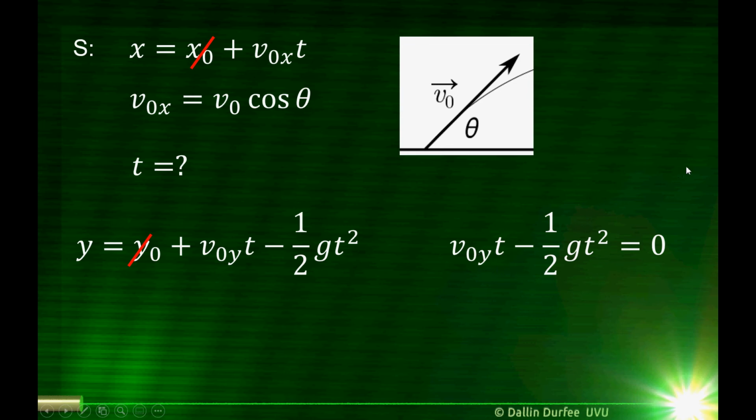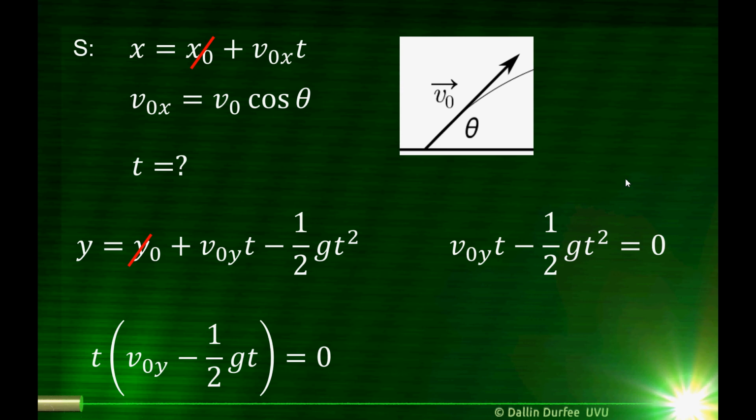Now, if you look at this equation, both of these terms have a t in them, so I can easily factor that t out, and I get this. Now, the only way this equation can be 0 is if t is 0, or the stuff inside the parentheses is 0.